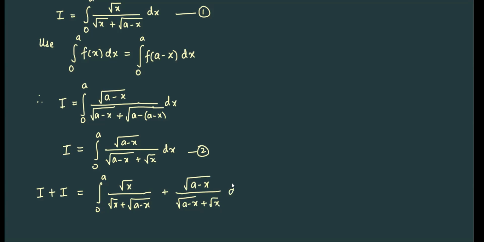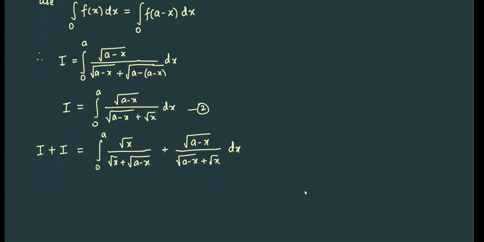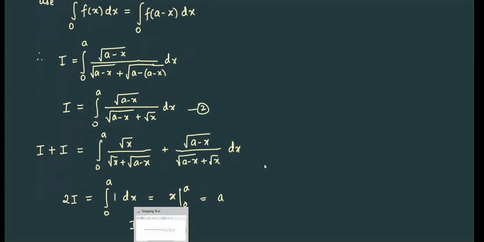So the denominator is the same. And when you add, the numerator also becomes the same. So what you get is 2I is equal to integral of 1 dx. So the integral of 1 is x, and this is a minus 0. So I will be equal to a upon 2. Okay, I will be equal to a upon 2.